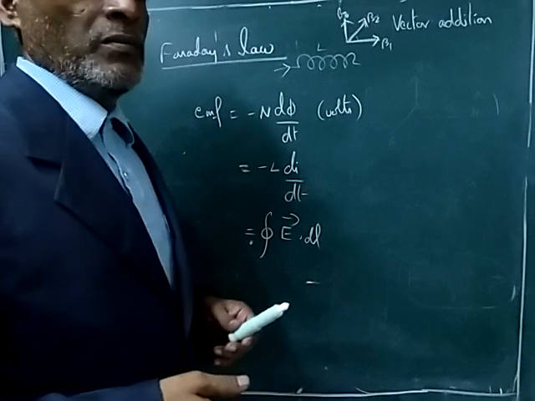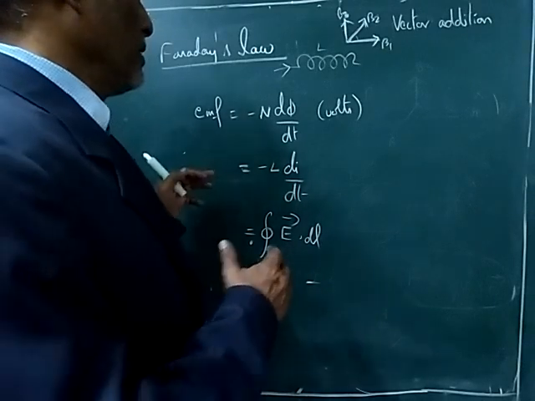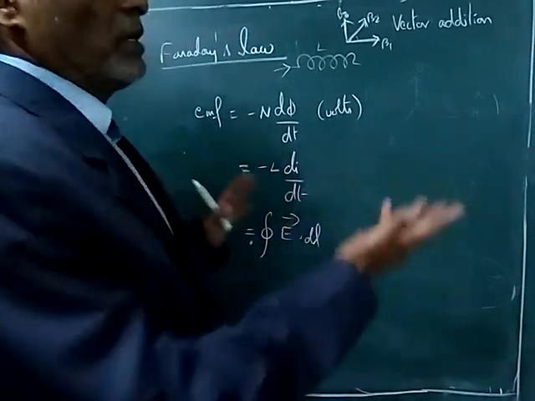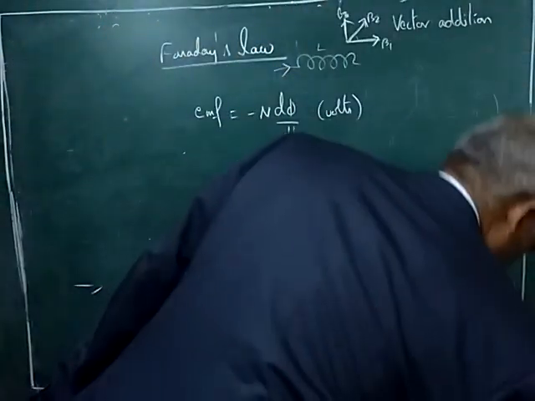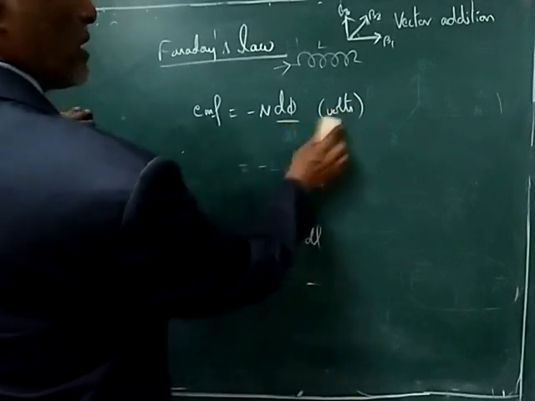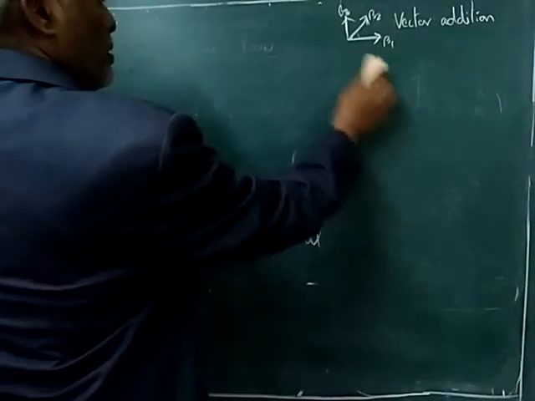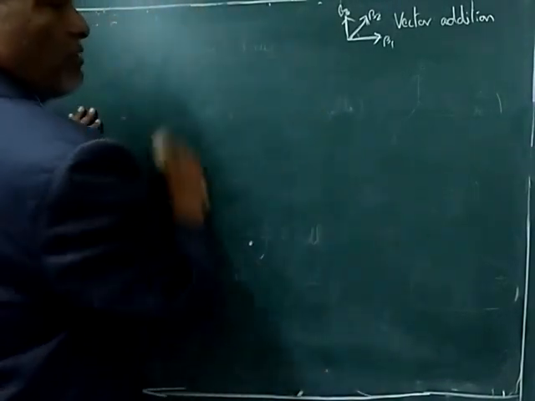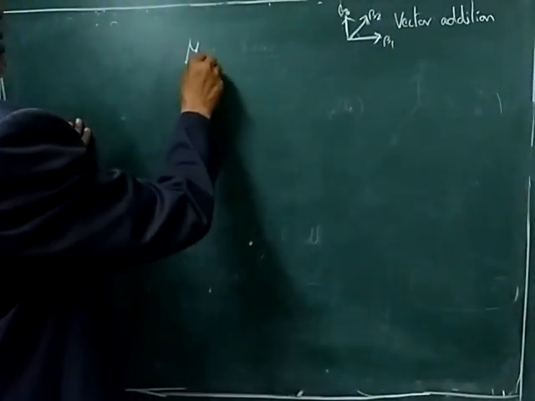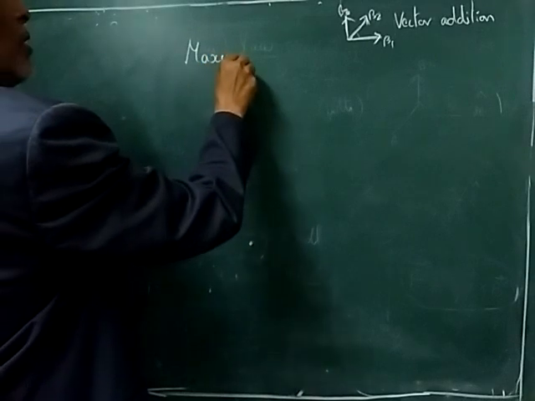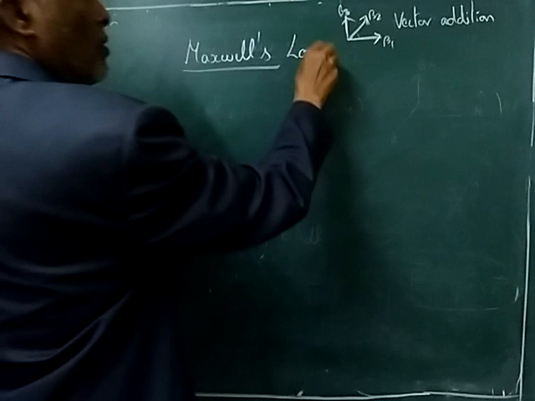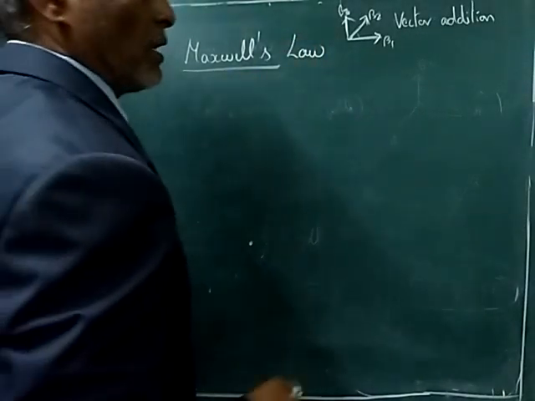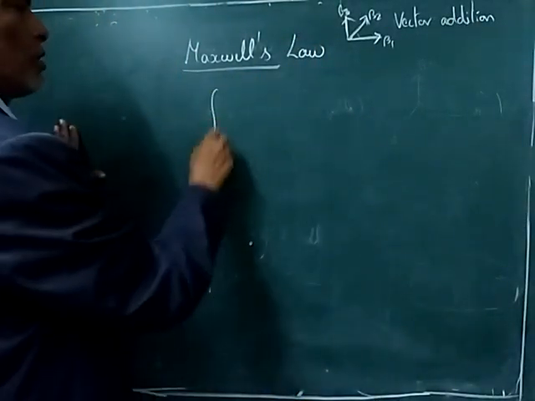So therefore, this is the stepping stone for Maxwell's final equations. We will see Maxwell's equations. You will see two basic equations and see the difference between Faraday's law and Maxwell's law. Actually, it has 4 laws. I want to say only 2 laws.